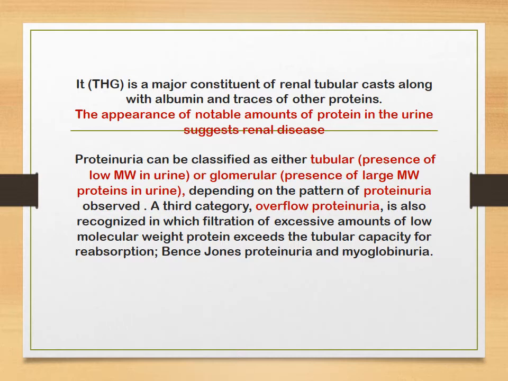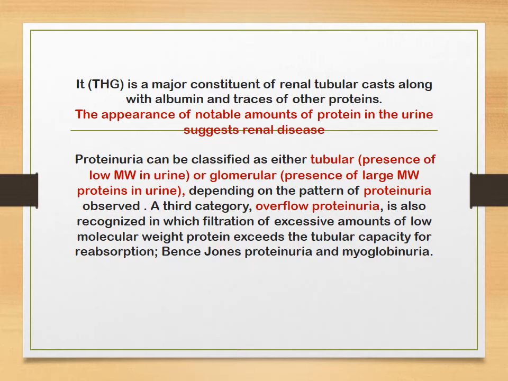However, when there is an abnormal amount of Tamm-Horsfall glycoprotein due to damage of renal tubules and the presence of albumin, also due to damage of glomeruli, there is a formation of renal tubular casts. Renal tubular casts of different types are usually an indication of renal damage. And the appearance of even a very small amount of protein in the urine usually suggests renal disease.